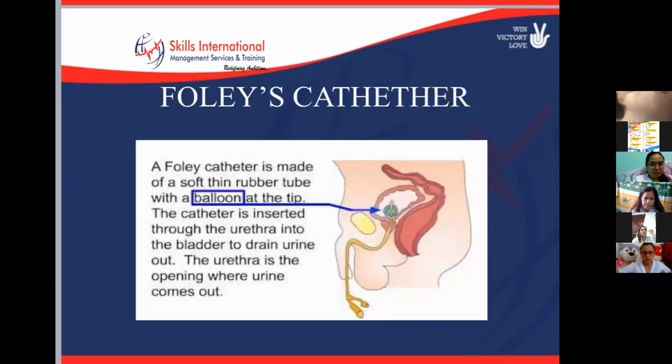A Foley catheter is made of a soft, thin rubber tube with a balloon. This is the balloon inside, as you see in the picture. At the tip is where the balloon is located. The catheter is inserted through the urethra into the bladder to drain urine out. So that the urine will come out, you have to insert the catheter in the urethra and then into the bladder, and the urine will be released. The urethra is the opening where the urine comes out. So this is how the Foley catheter looks.